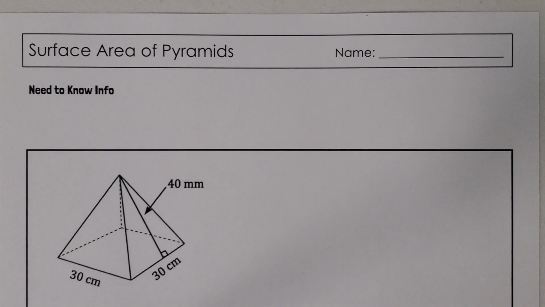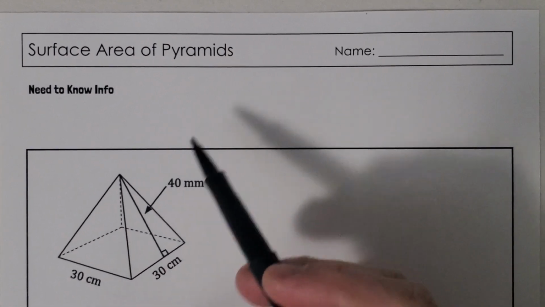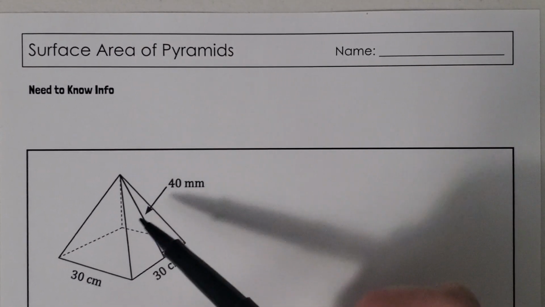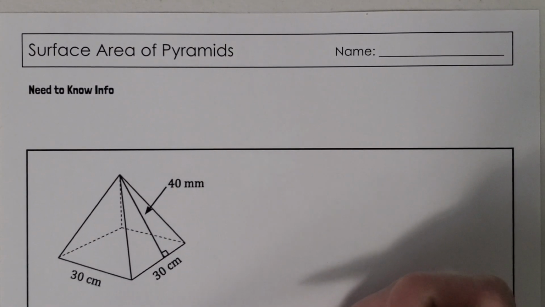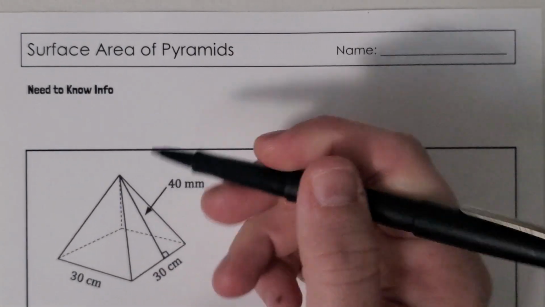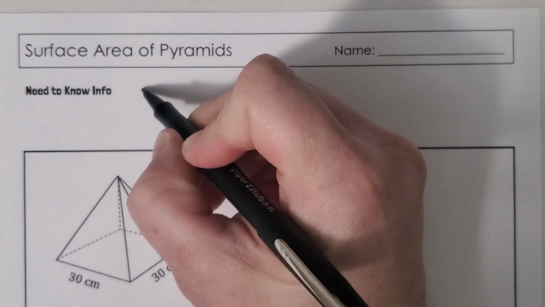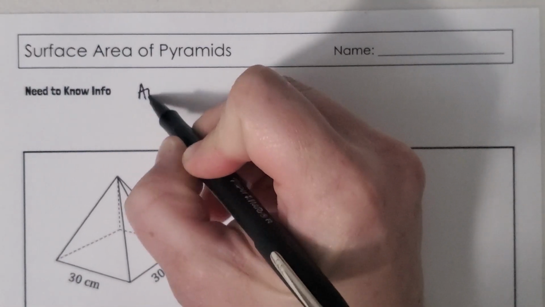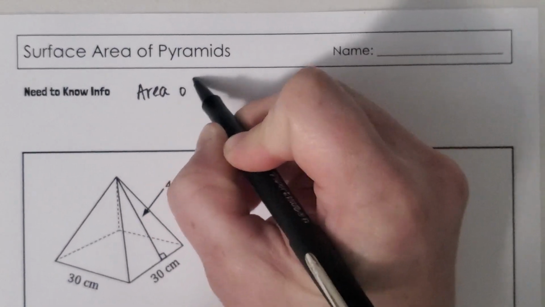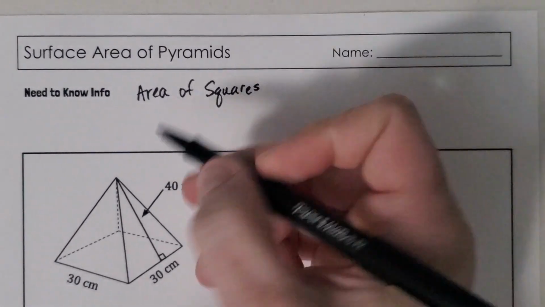This video talks about the surface area of pyramids. So the surface area is whenever we take all of the sides of a pyramid and find the area of each single one. So we need to know a few things before we actually dive into the 3D shape. This 3D shape is made up of 2D shapes, and we have to know the area of them. So we need to know the area of squares and rectangles.